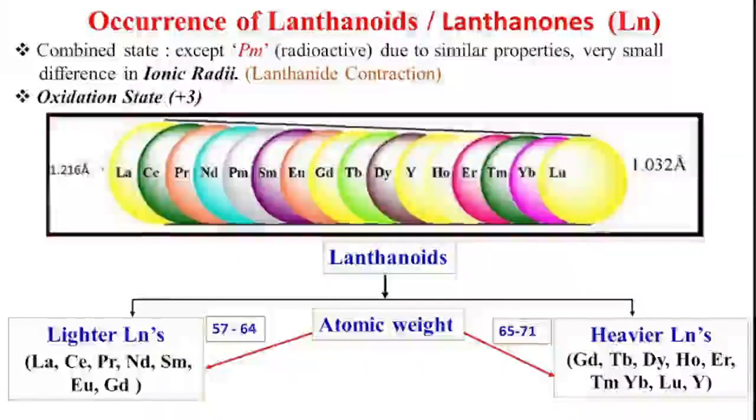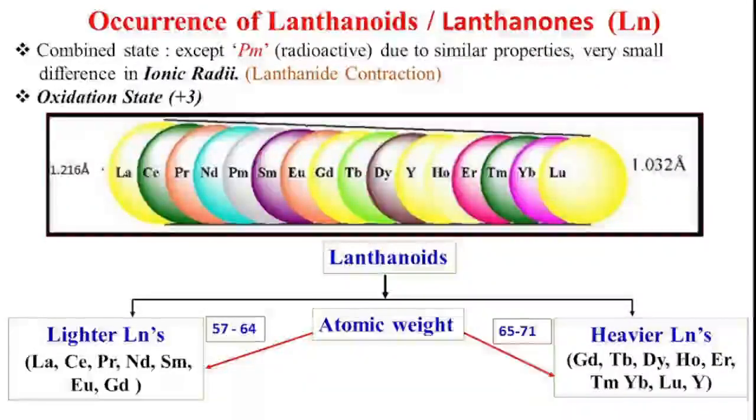This part deals with the occurrence of the lanthanoids, meaning the existence of the lanthanoids in nature or in the rare earth. As we know, all the lanthanoids exist in the rare earth in the combined state, and the basic reason is there is a very small change in their ionic radii. All 15 lanthanoids except promethium, because of its radioactivity, the remaining 14 lanthanoids exist in the combined state, and this is because of the lanthanoid contraction.